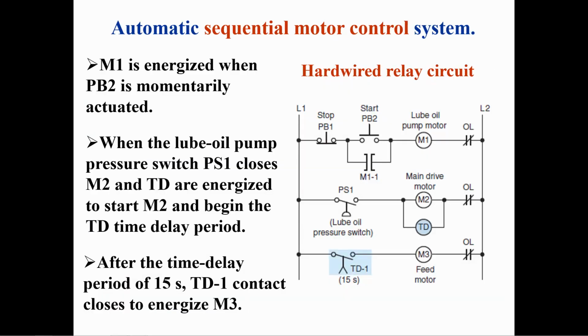This application of a timer on delay forces 3 motors to start in a defined sequence. Motor 1, the lube oil pump motor, starts after the start push button is pushed. The main motor drive, M2, only starts when the pressure switch on the lubrication oil reaches a preset value. The feed motor will not start until 15 seconds after M2 has started.